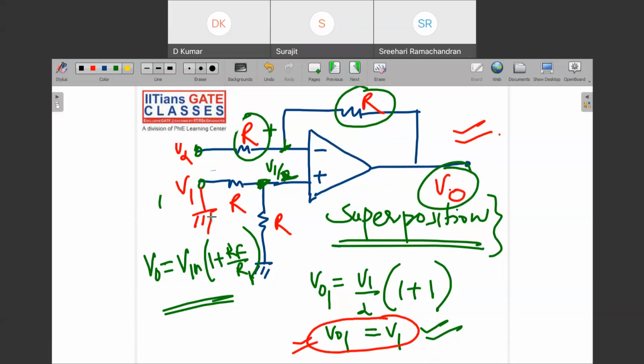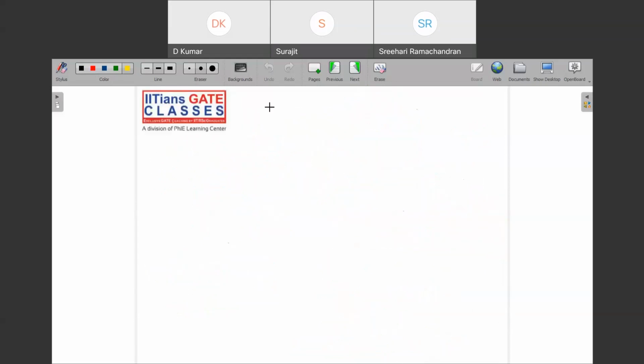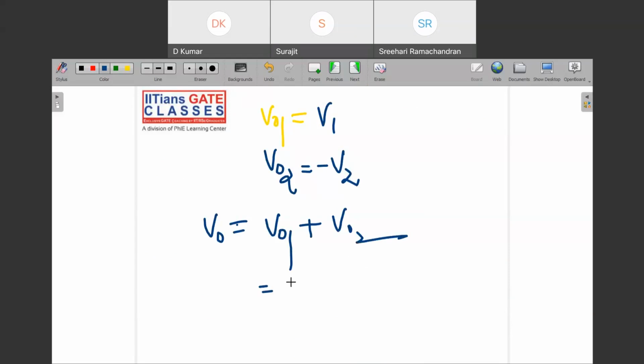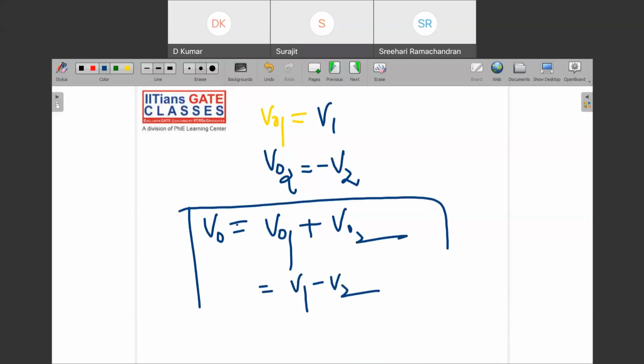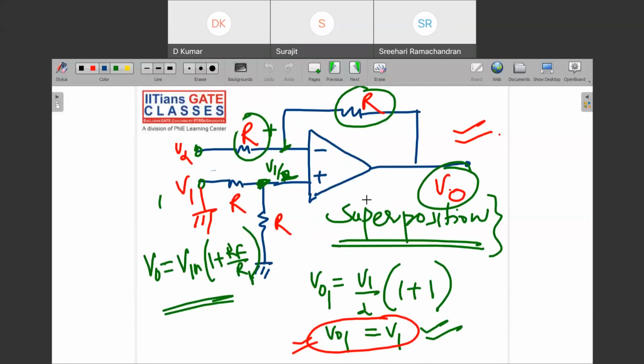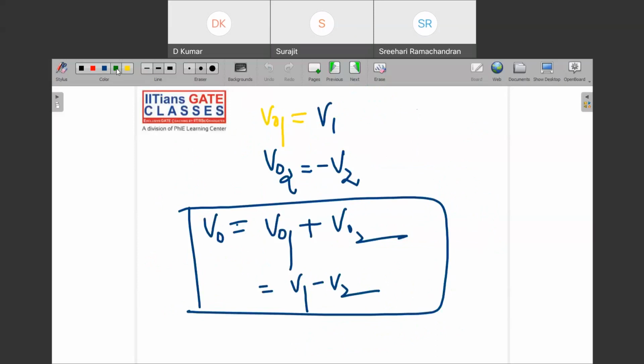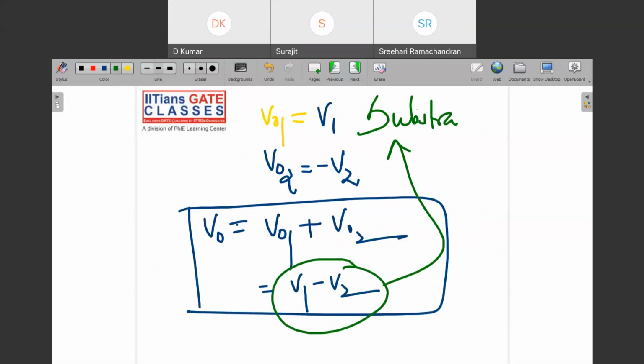Yeah, again, everything is grounded here, so it will behave like an inverting amplifier. So your V01 and V02 you will get as minus V1 and minus V2. So what is V0? V01 plus V02, what is this? V1 minus V2. So this circuit behaves like a subtractor, a differential amplifier. It is subtracting two inputs, so it is a great circuit.